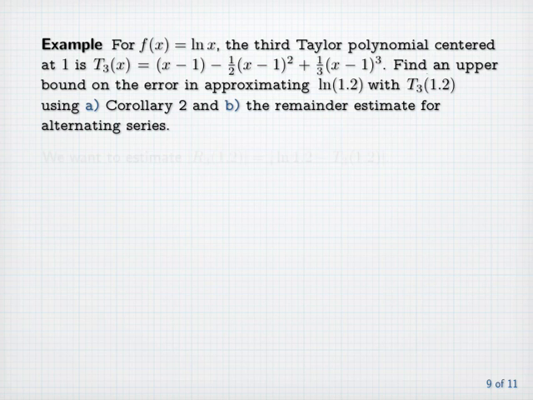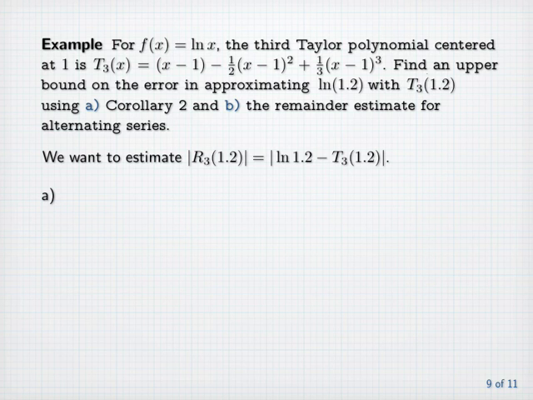Now in both parts we want to estimate the absolute value of the remainder term R3 of 1.2, which equals the absolute value of the natural log of 1.2 minus t3 of 1.2. To use Corollary 2, we need the fourth derivative of the natural log of x, so we start with the first derivative, which is x to the minus 1, and then differentiate 3 more times until finally we have the fourth derivative, minus 6x to the minus 4.